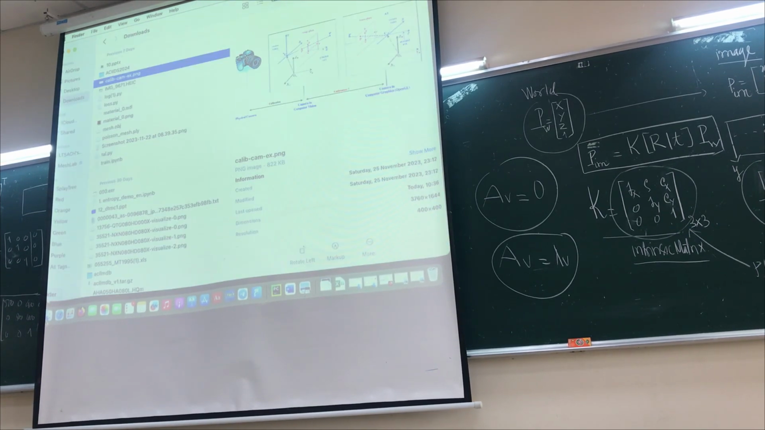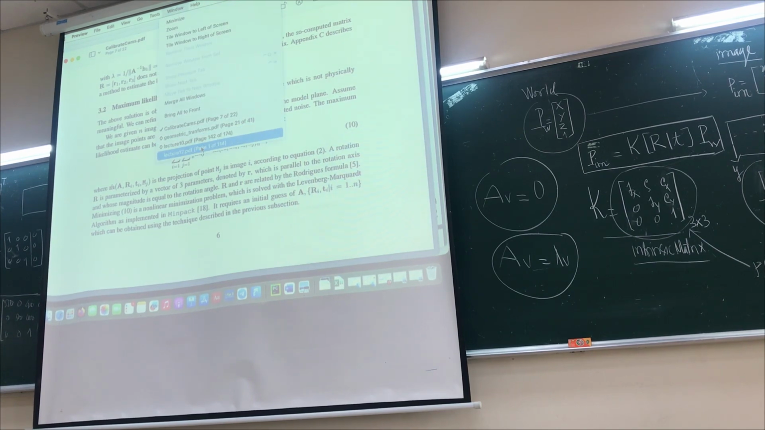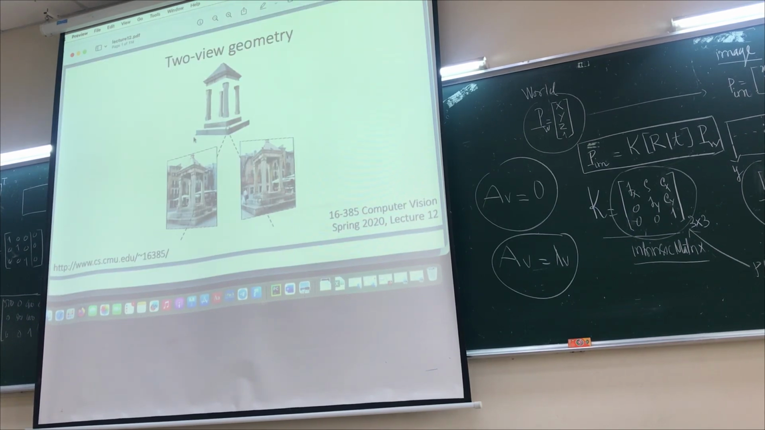Now we have to move to the next topic, which we call two-view geometry. Two-view geometry is related to what we call the stereo camera. Here I will tell you about that.